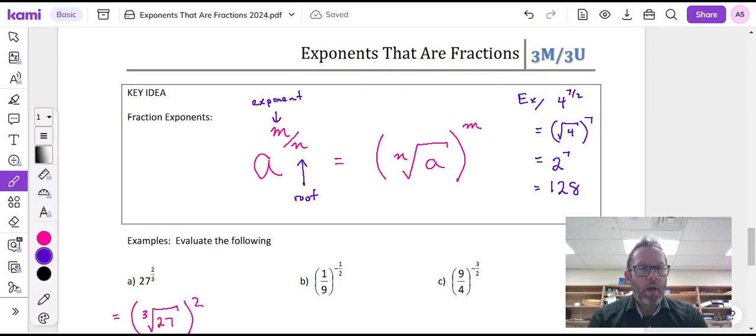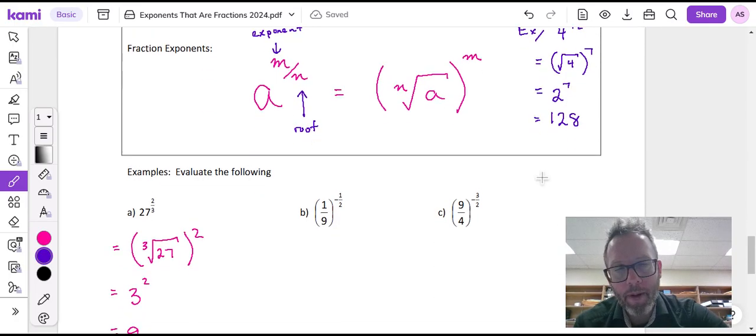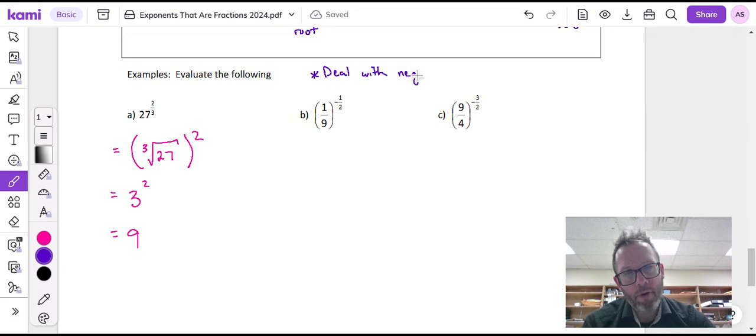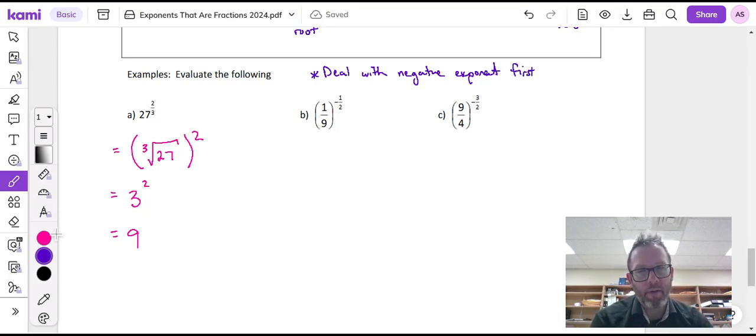Okay. Now, we're going to mix in some rules from previous days where we work with negative exponents and when the base is a fraction. So don't let part B intimidate you. We'll just use the rules that we've been learning. So one thing I note is not only is the exponent a fraction, but it's negative. You should deal with the negative exponent first. I'll add a little note here. Deal with negative exponent first. That's not something you have to do, but it's something that will probably help most people.